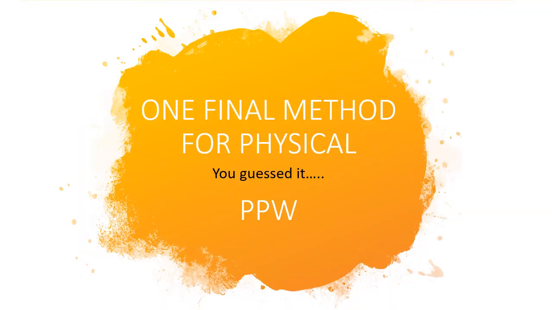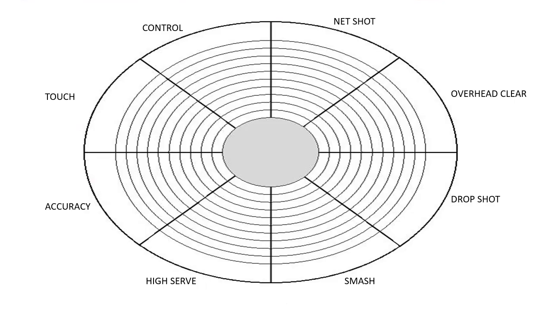The last method we're going to look at for physical is one you should be very familiar with, which is the performance profile wheel. You should be very comfortable with the performance profile wheel by now. For the physical factor, you would choose one sport and then you would place the shots or the sub-factors that are important round the circle. For this one, we've chosen badminton, and all the shots and sub-factors that are important for badminton are placed round. You would then rate yourself out of 10 for each area here, and you would shade from the inside to the outside.